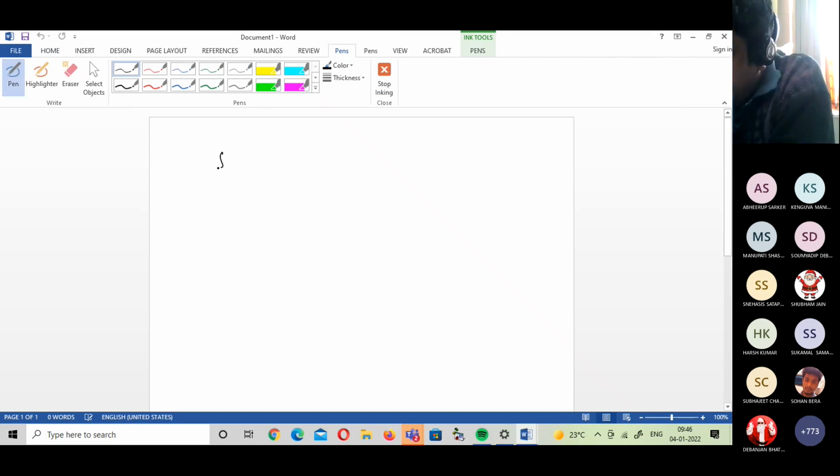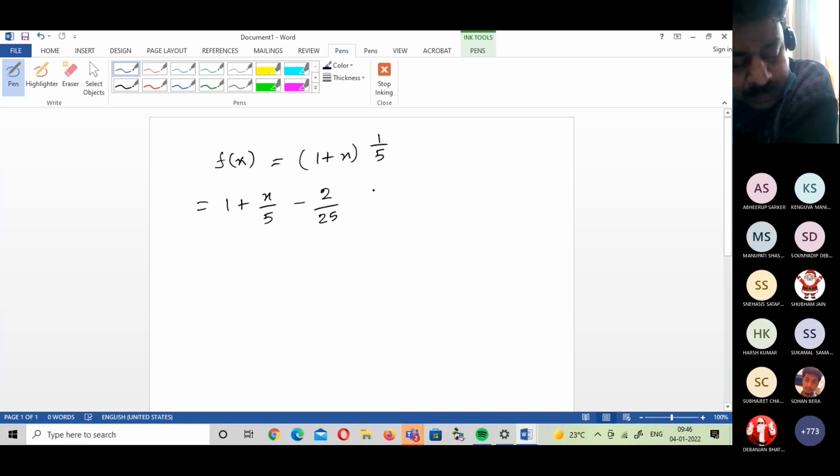Suppose f(x) is equal to (1 plus x) to the power 1 by 5. You have to prove the expansion is 1 plus x by 5 minus 2 by 25 x square, obviously using Lagrange's form of remainder as well as the expansion.